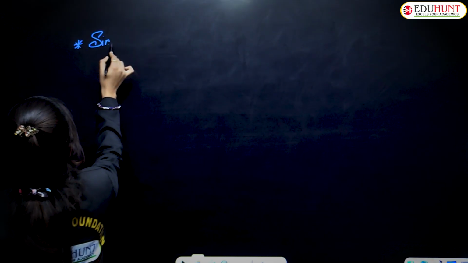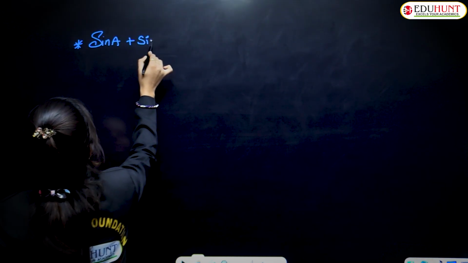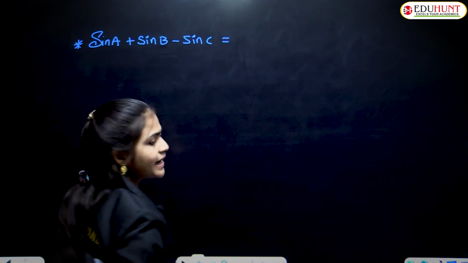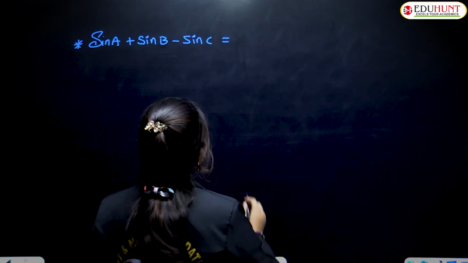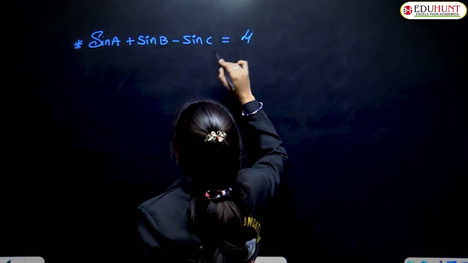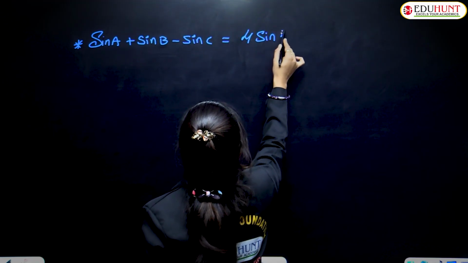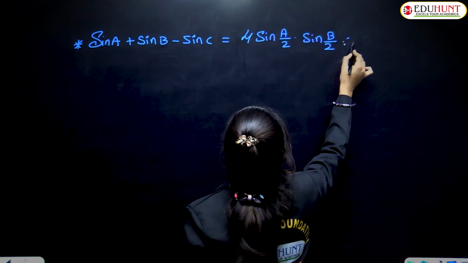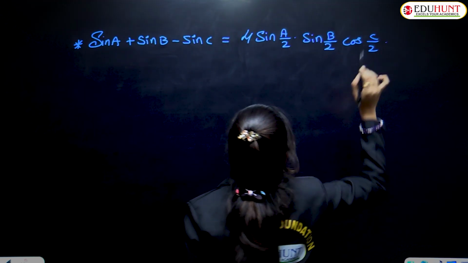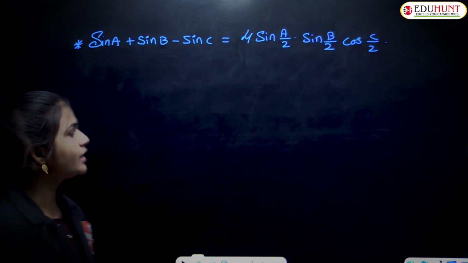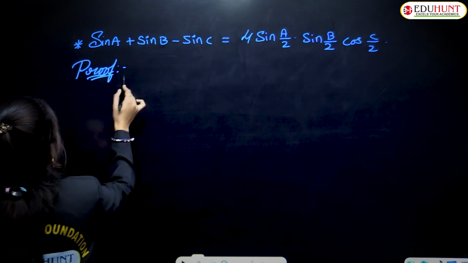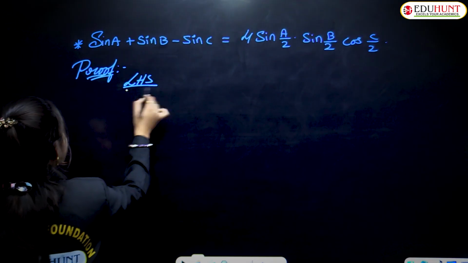So here, 10th conditional identity, see here. So sin A plus sin B minus sin C, which is equal to 4 sin A by 2 sin B by 2 cos C by 2. Okay, this one we need to prove. So children, see that proof. So take that LHS. So what is that LHS?